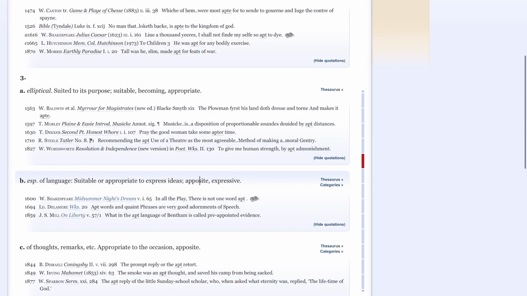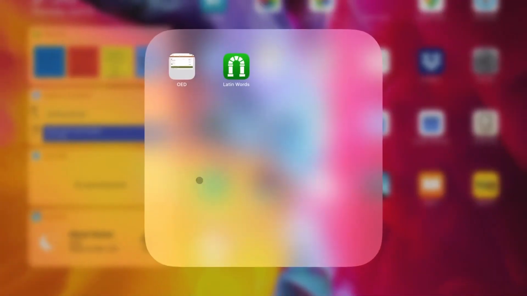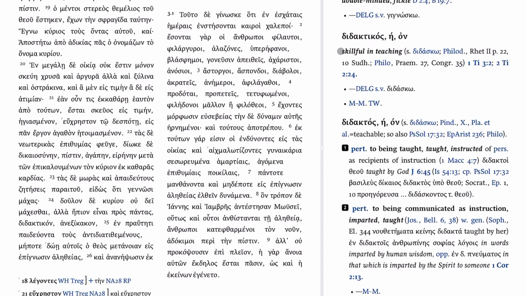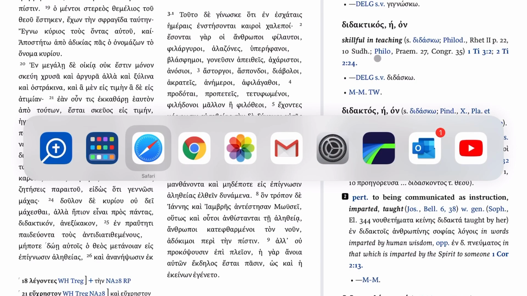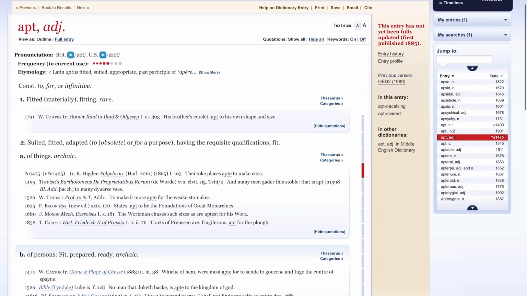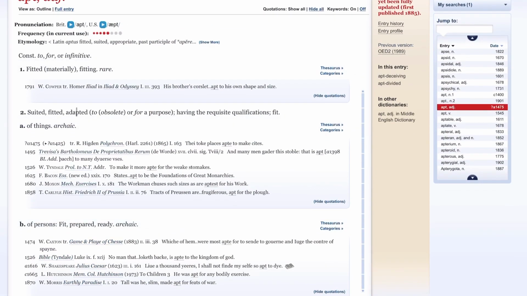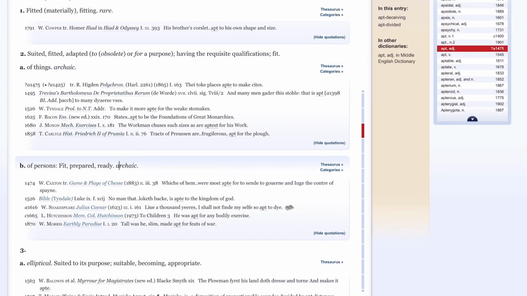Now, if I can match the original language sense that I found in Bauer, Danker, Arndt, and Gingrich, skillful in teaching, if I can match that with a sense in the OED, Oxford English Dictionary, and I can, here, suited, fitted, adapted, having the requisite qualifications, fit, prepared, yeah, same thing as skillful. If I can match those two, then I know that I have got a false friend, because the King James translators had this sense available to them that they used that the OED is saying is no longer available to us. It is at best archaic and at worst obsolete in this particular phrase, apt to or for a purpose, namely teaching.